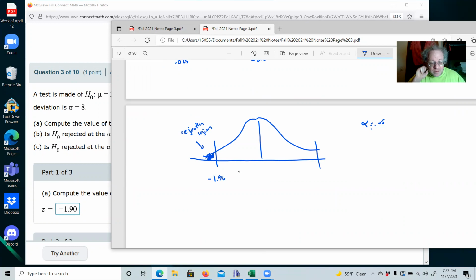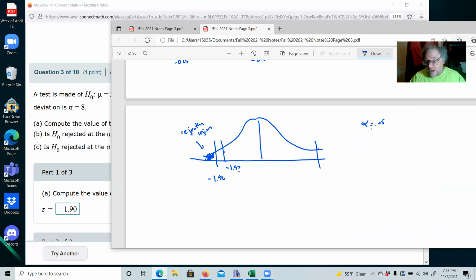Okay, I don't think the rest of the book really does anything with this for us, so we're not going to worry about it too much, but that's what that vocabulary means. We ended up with -1.90, not in the rejection region, so we do not reject the null hypothesis.